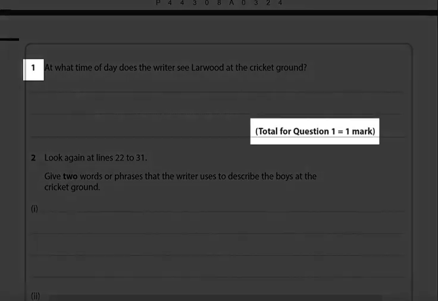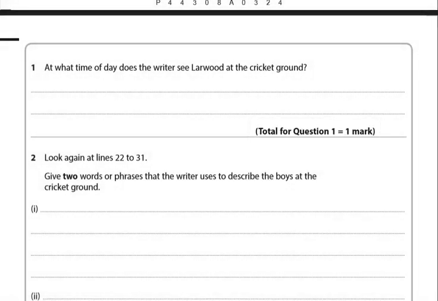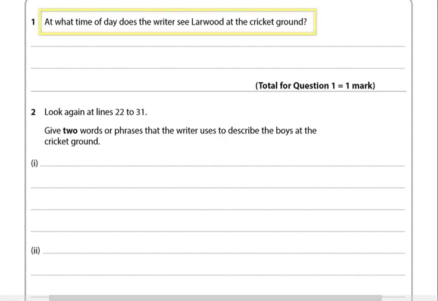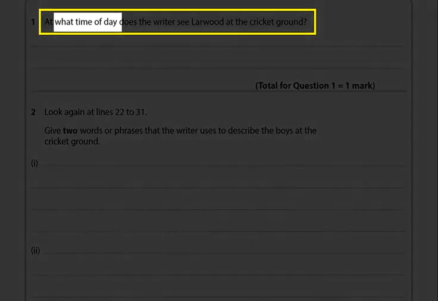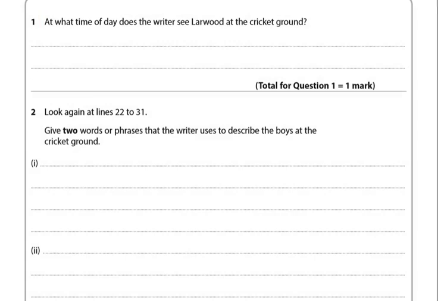Question 1 is always worth 1 mark, and it requires a short answer. It requires a very specific answer. If we look at this question, it says, at what time of day does the writer see Larwood at the cricket ground? They are testing your scanning skills, and they are asking you to pick out a very, very specific detail from this text, and this is typical of the kind of question. It's worth 1 mark. You need to do it quickly, and you need to get the right bit of information.